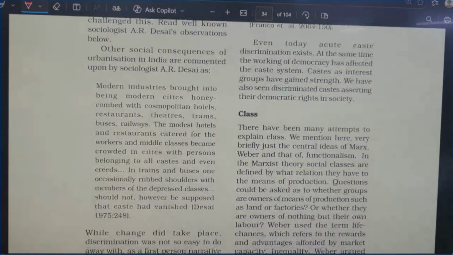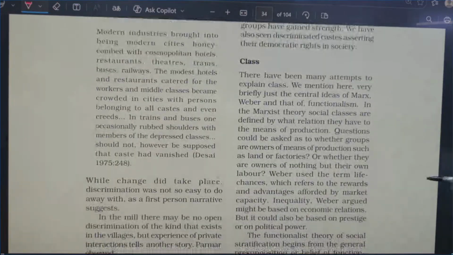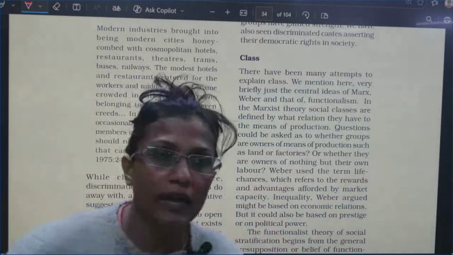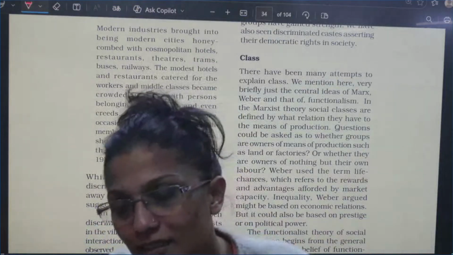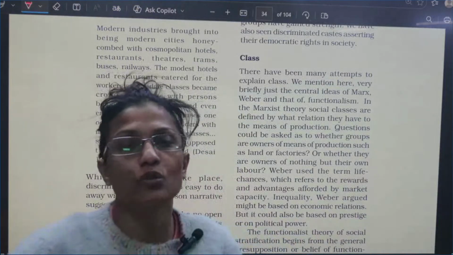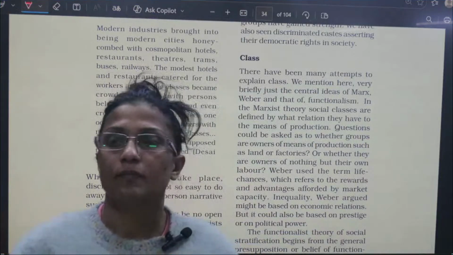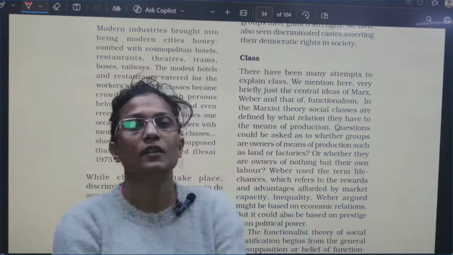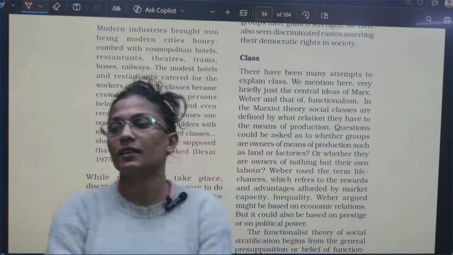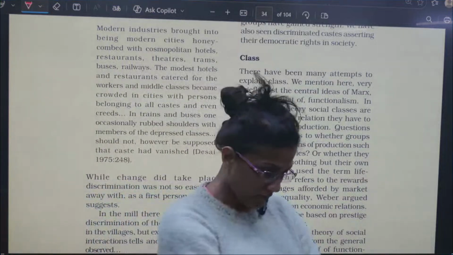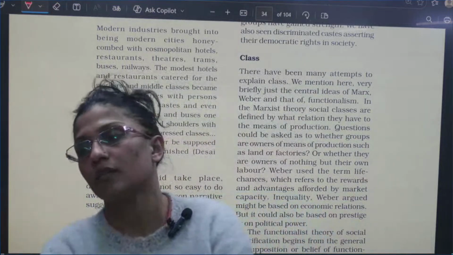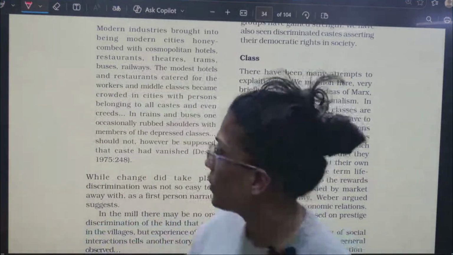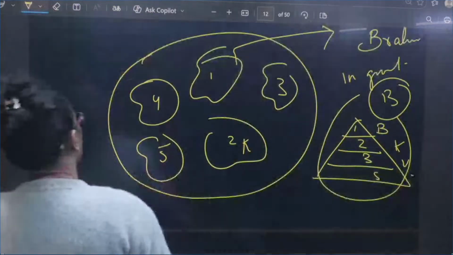Then class again. So write on this additional information: those societies which are divided on caste lines are also called closed society. That means the scope of mobility is not there.